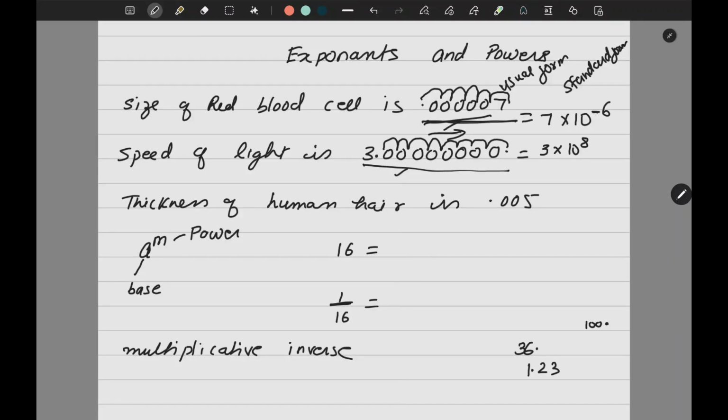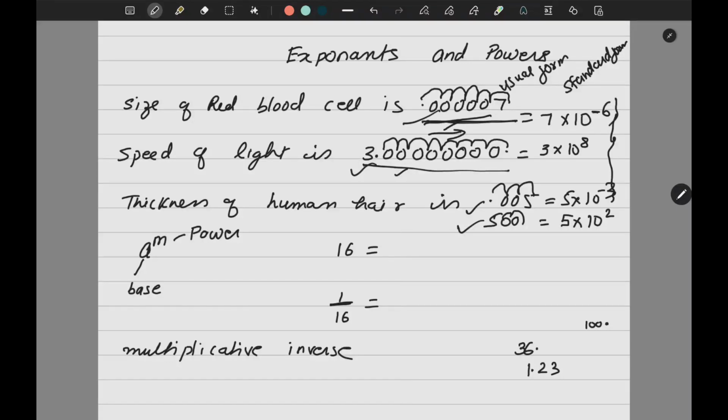Now, what is the thickness of human hair? This. Again, it is less than 1. So what will I write? 1, 2, 3. So, 5 into 10 to the power minus 3. Same way, if I have 500, what will I write? I'll write 5 into 10 to the power 2. So this is the usual form, this one is usual, this one is usual. And when I write in the exponent form, this is called the standard form.